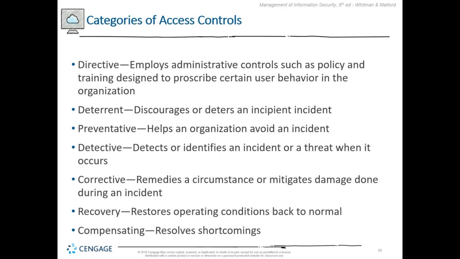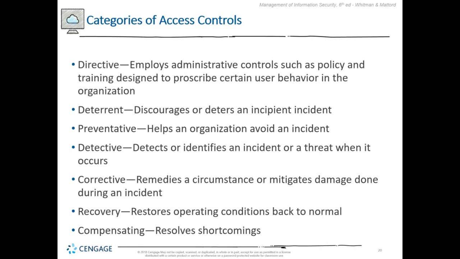Some categories of access control include directive, deterrent, preventative, detective, corrective, recovery, and compensating. All right. So in this, the directive will be where the employee's administrative controls, such as policy and training. It's designed to prescribe certain user behavior in the organization.